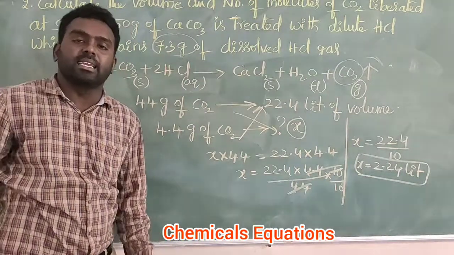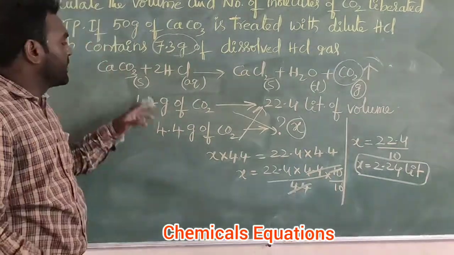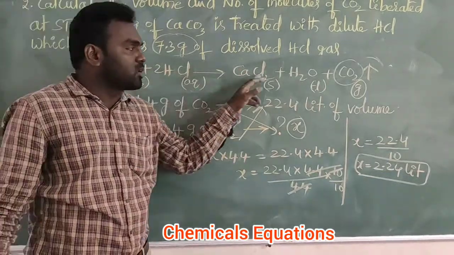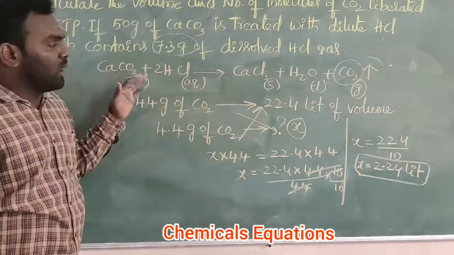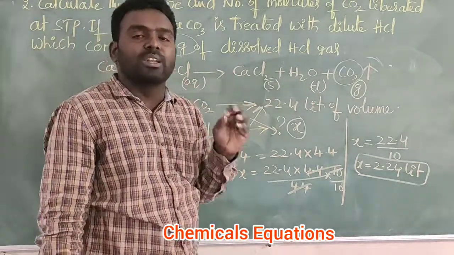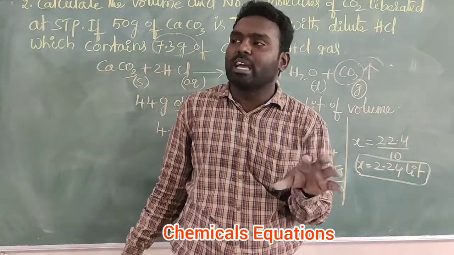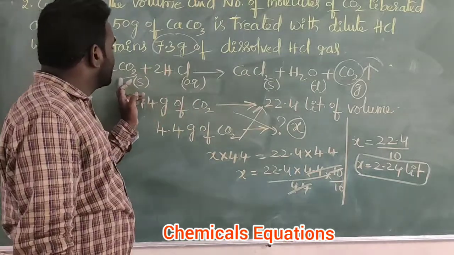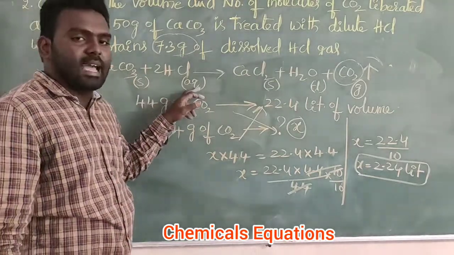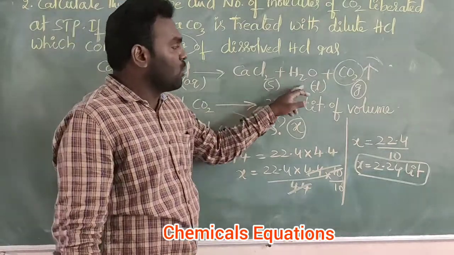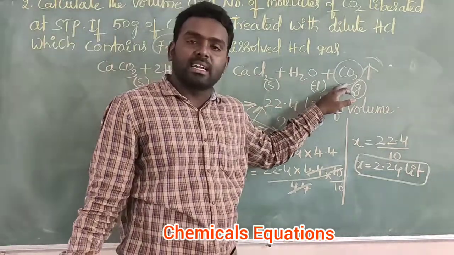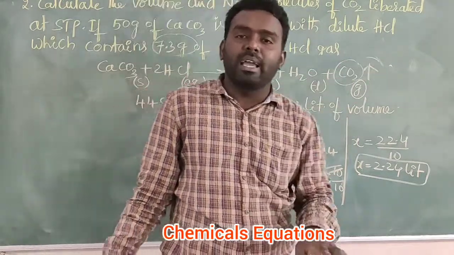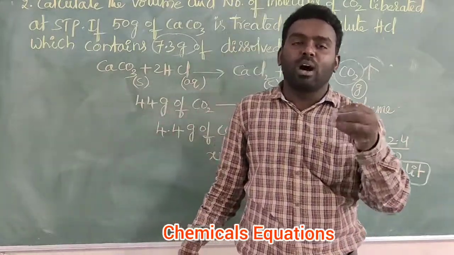Once again, I am saying the calculation of carbon dioxide here. In this equation, calcium carbonate reacts with hydrochloric acid, producing calcium chloride plus water molecule plus carbon dioxide. Only for gaseous molecules will we calculate the volume. The physical state of calcium carbonate is solid, hydrochloric acid is aqueous, calcium chloride is solid, water is liquid, and carbon dioxide is a gas. Therefore, we will calculate the volume of carbon dioxide only, because carbon dioxide is a gas.